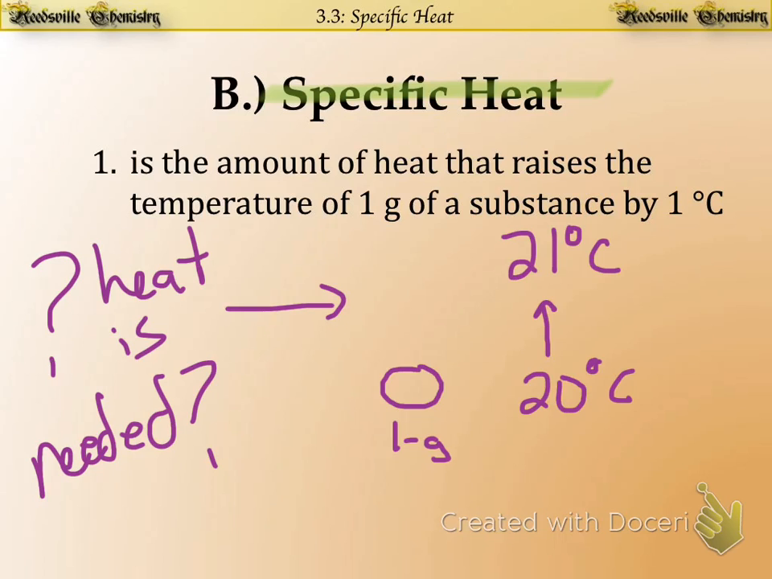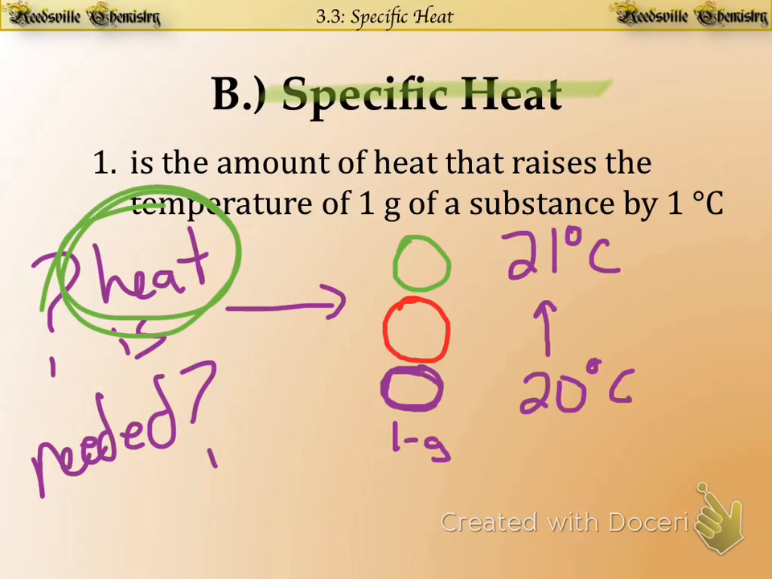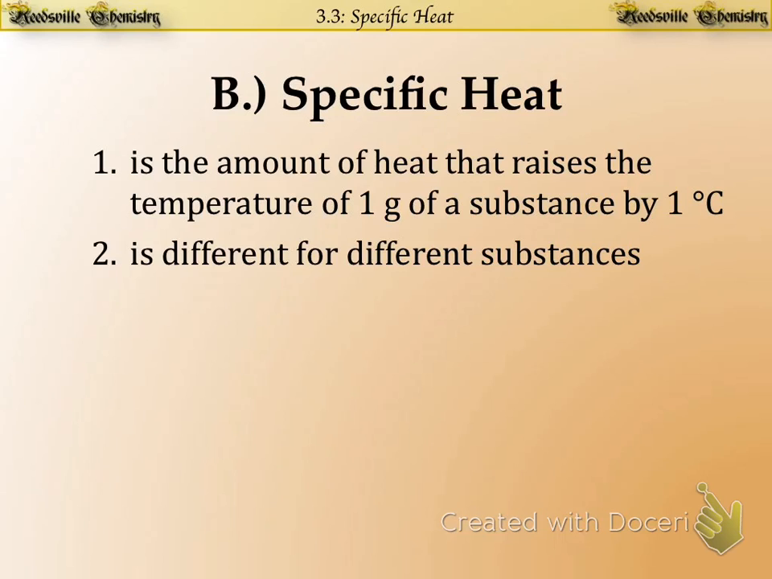Okay. Now, every substance, whether it be this substance here, or maybe a red substance here, or maybe a green substance here, as long as I have 1 gram of substance, I can figure out how much heat is needed to raise that substance from 20 to 21 degrees Celsius. The interesting part is this number right here, the amount of heat needed, is going to be different for that material, it's going to be different for that material, and it's going to be different for that material right down there. Okay? Alright. So it's different for different substances.